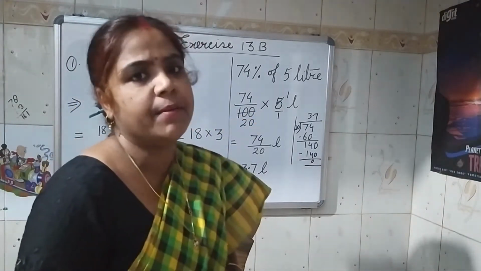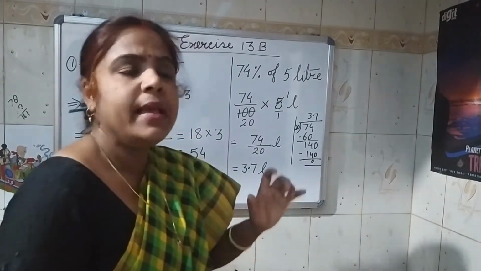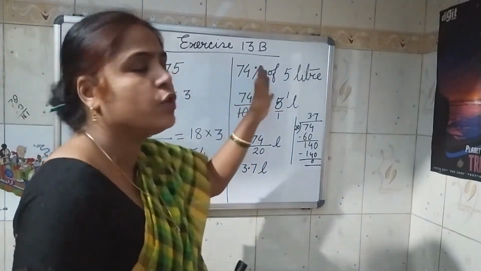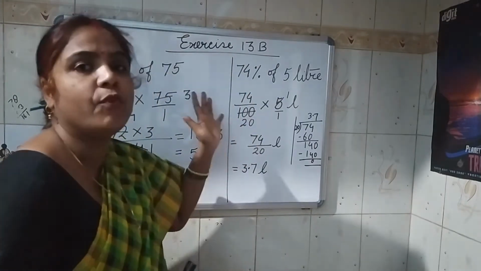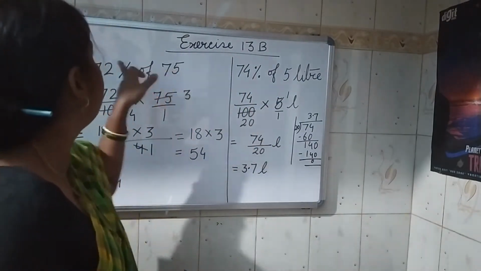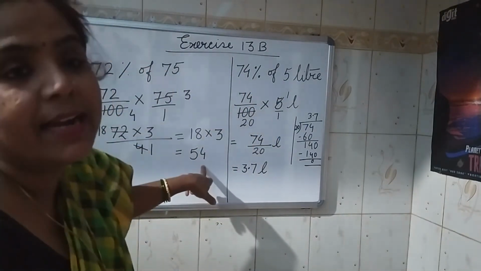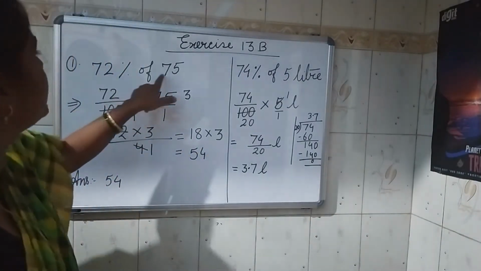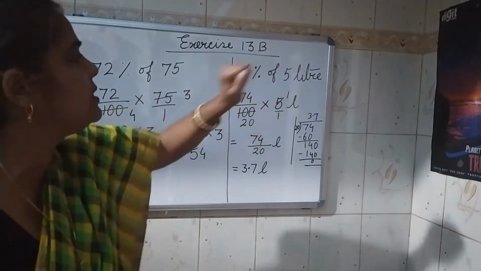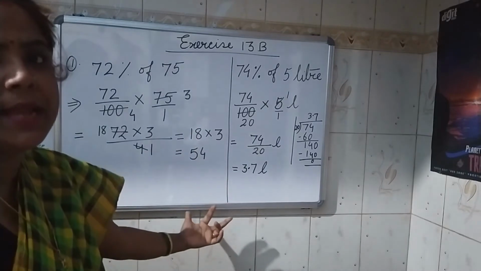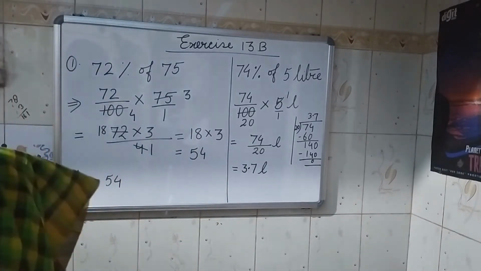These two questions are not in your book. I have just taken them randomly to explain to you. So please, no need to solve them in the copy, just understand how to convert the percentage and how we find the value. So 72% of 75 and 74% of 5 liter. Two examples I have taken. Just check it.